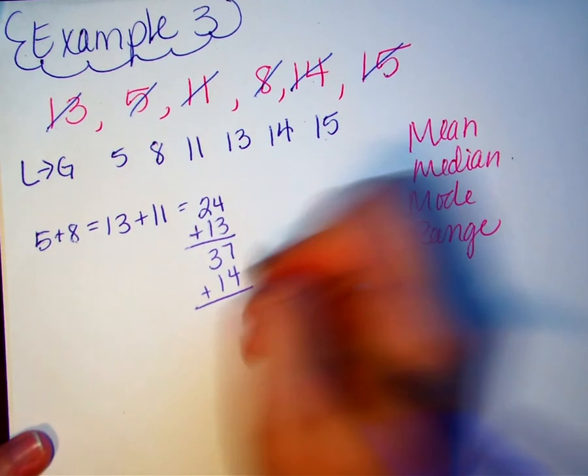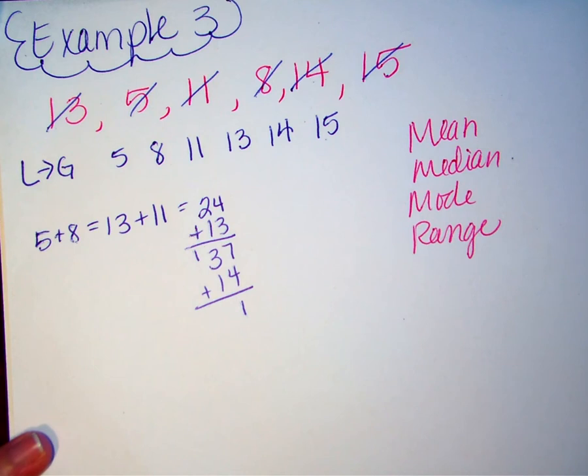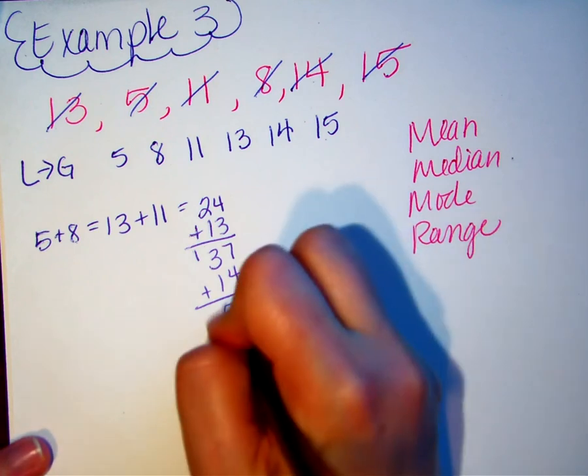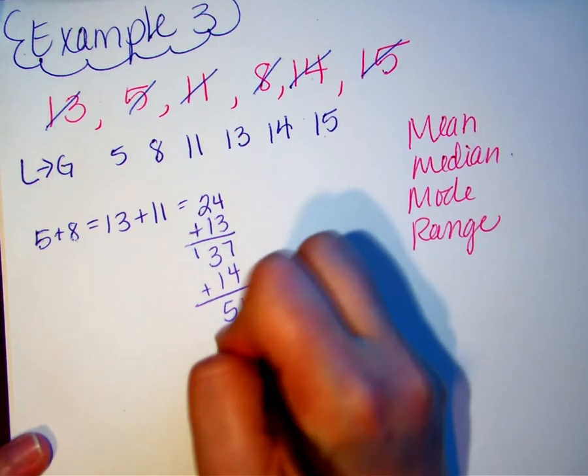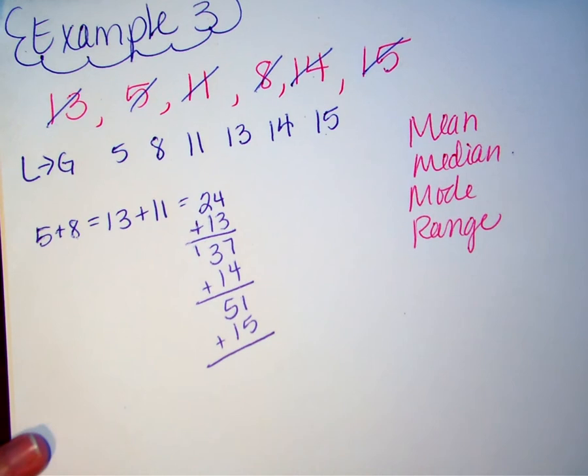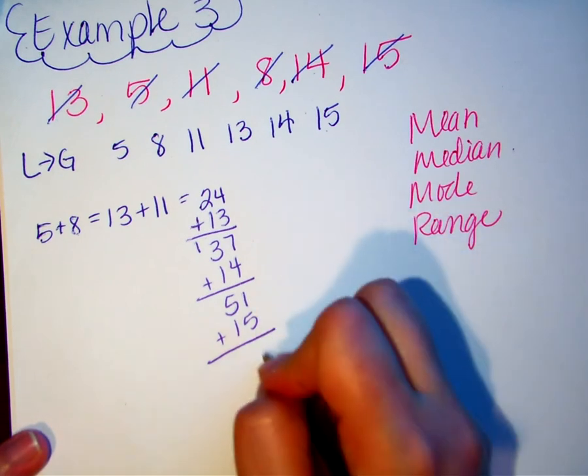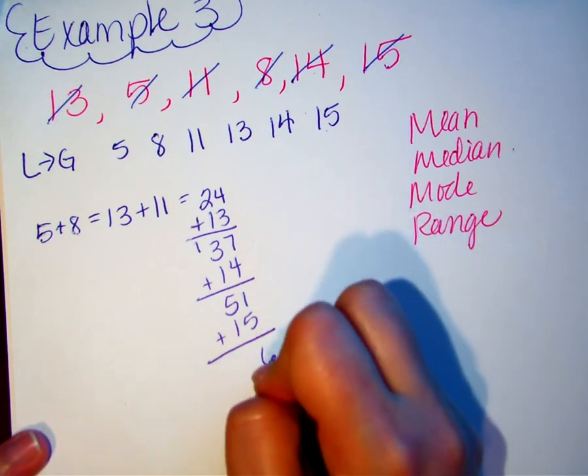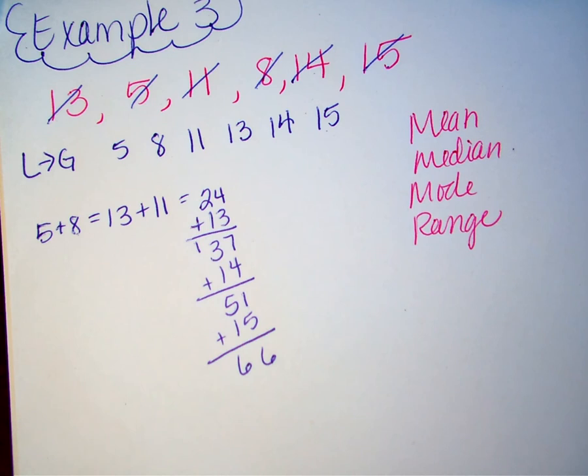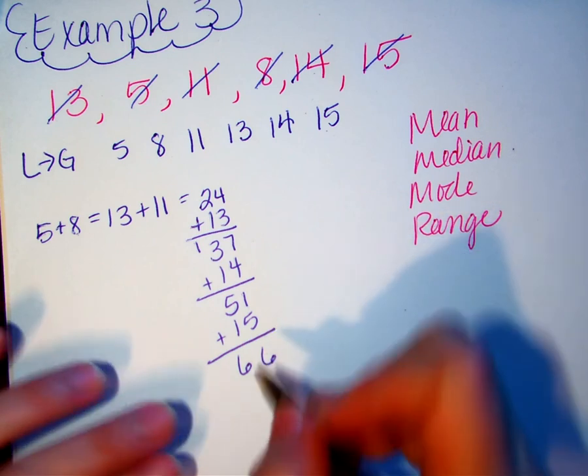So 7 and 4 is 11. 3, 4, 5. And then add the 15 in there. 51 plus 15, 1 and 5 is 6. And 5 and 1 is 6 again. So our total is 66.